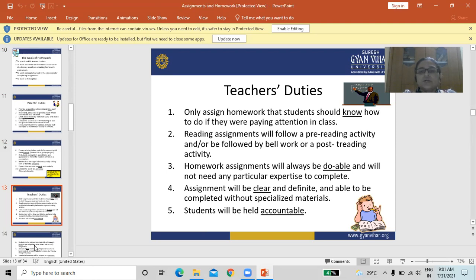Reading assignments will follow a pre-reading activity, and or be followed by bell work or a post-reading activity.